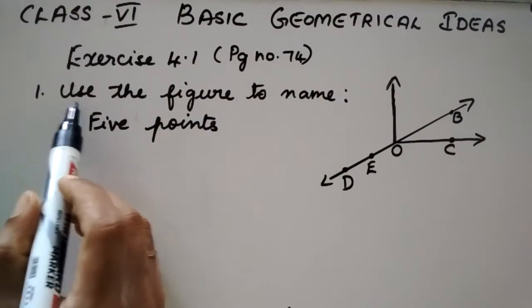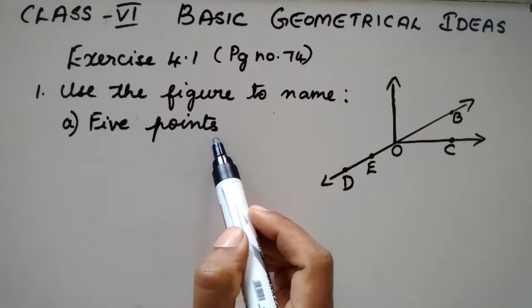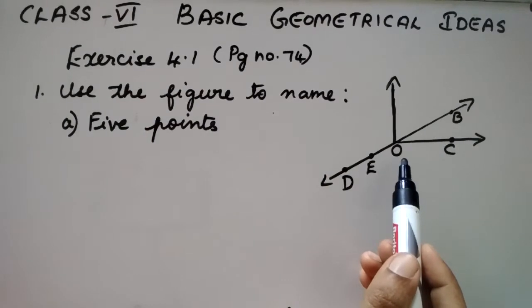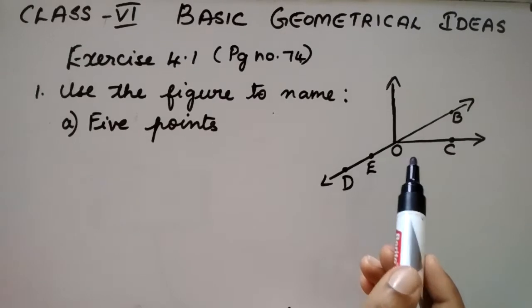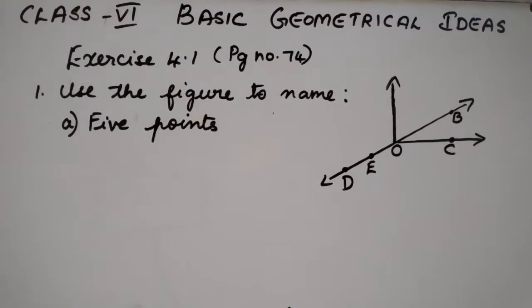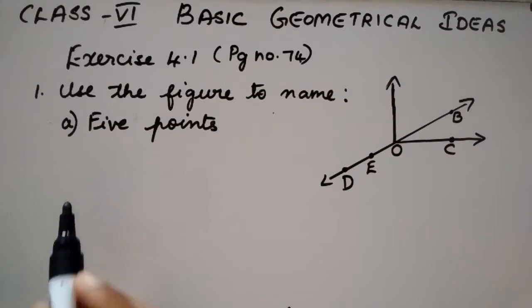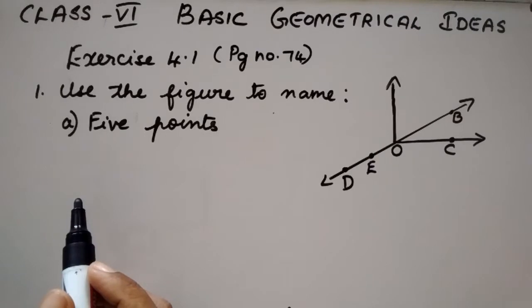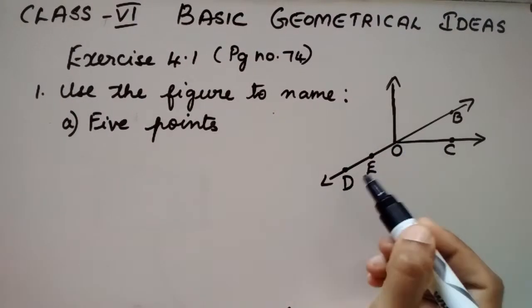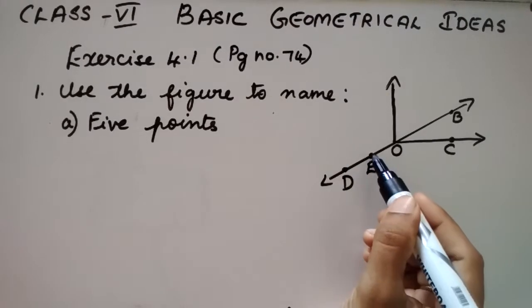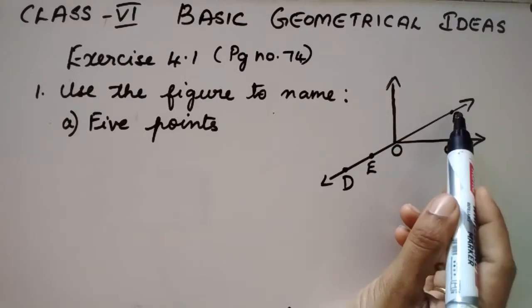Question number 1. Use the figure to name 5 points, and this is the figure given. From this figure, we have to name 5 points. As I've taught you, what is a point? Point is a tiny dot. So let's find the 5 points in this figure. So the points are D, E, O, C and B.